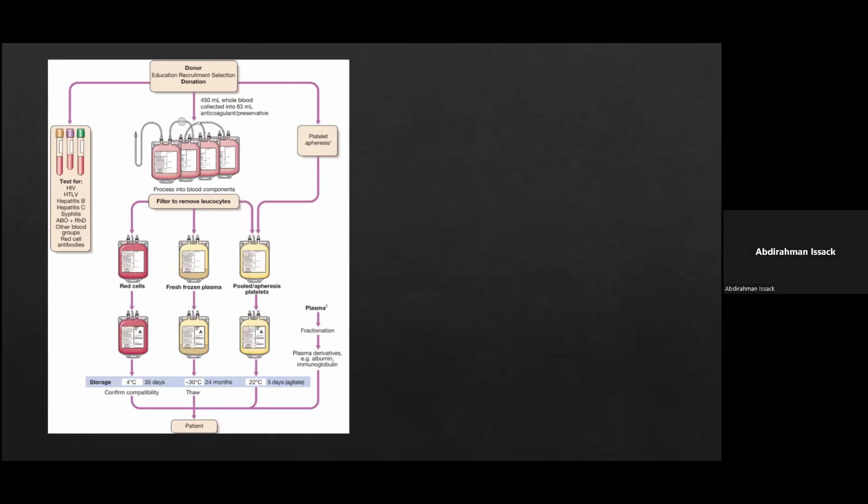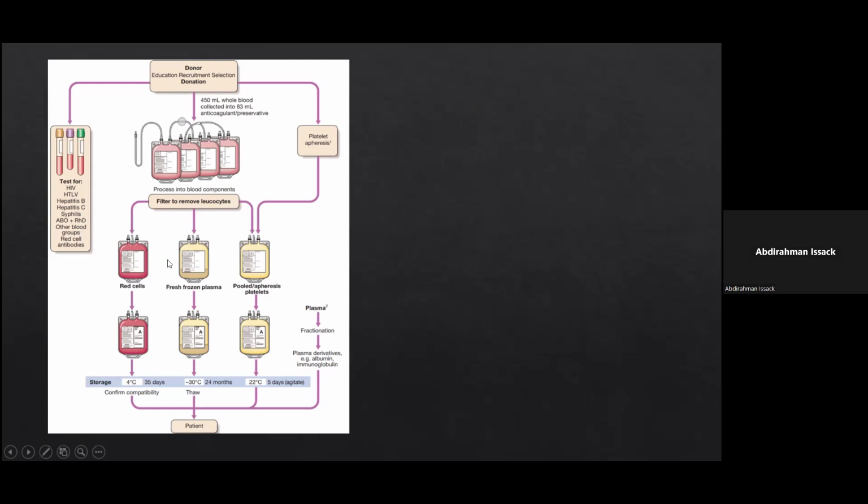Okay, starting with the blood components, I just wanted to show here the various ways we can obtain the various blood components once the blood is donated. First, the various tests to be done after donation. For screening, we screen for HIV, hepatitis C, hepatitis B, syphilis, and the various other tests.